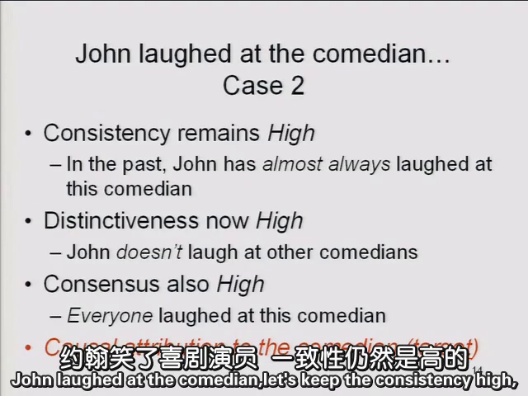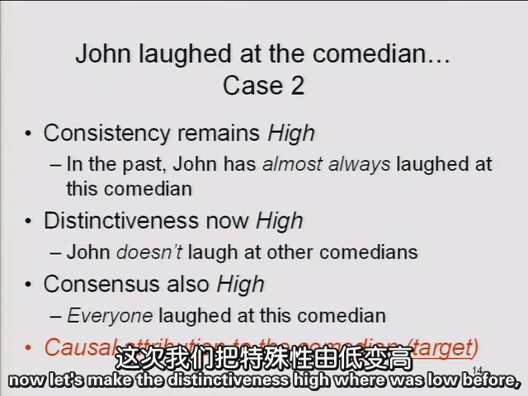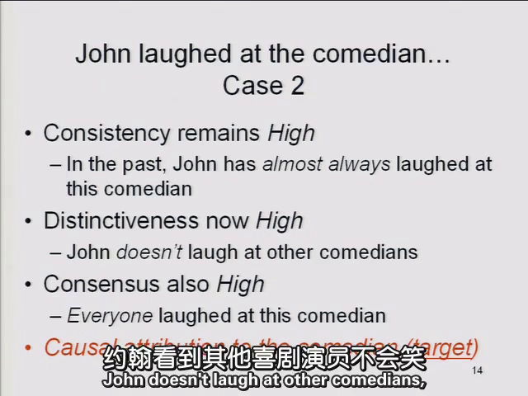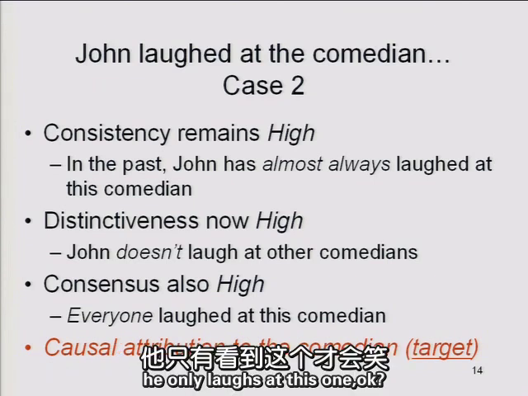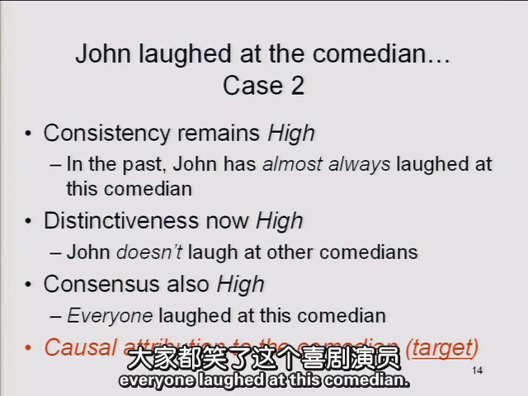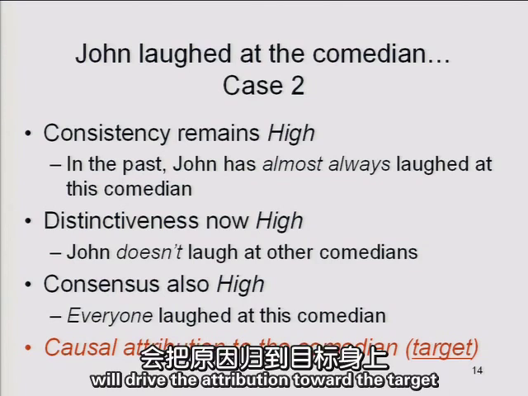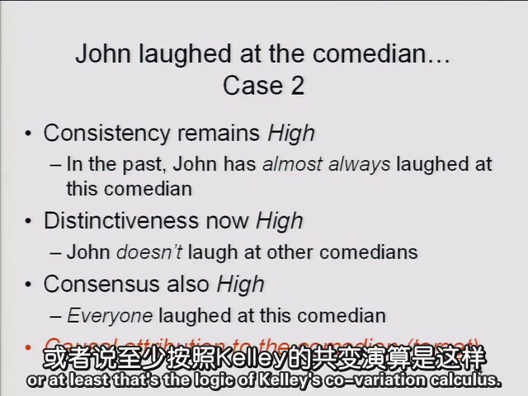John laughed at the comedian. Let's keep the consistency high, okay? In the past, John's always laughed at this comedian. Now let's make the distinctiveness high where it was low before. John doesn't laugh at other comedians. He only laughs at this one, okay? And let's keep the consensus high. Everyone laughed at this comedian. This pattern of information will drive the attribution toward the target, or at least that's the logic of Kelly's covariation calculus.